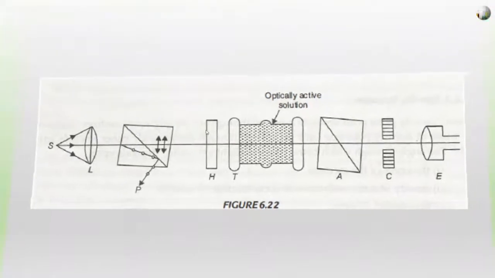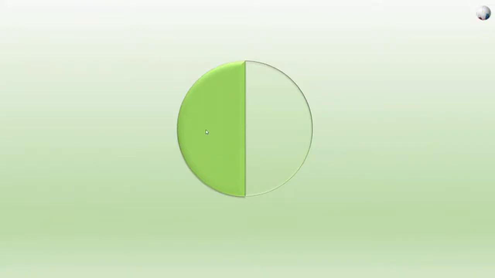The half-shade device consists of two semicircular halves of equal size. One half is made up of plain glass and the other is made up of quartz. Without going into too much detail, as we are talking about this experiment from the point of view of chemistry, it will suffice to say that the plane polarized light coming out of the glass will remain in the same plane, while that coming from the quartz will get rotated by 90 degrees.